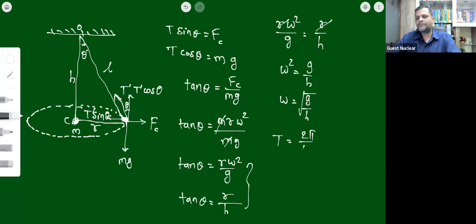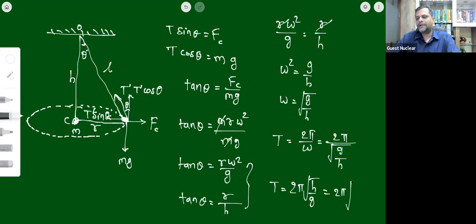Hence the period of the conical pendulum becomes 2 pi by omega. We already know this formula, 2 pi by omega is the period, so we can put it here and get 2 pi by root of g by h, and then just reverse this and express it as 2 pi root h by g.